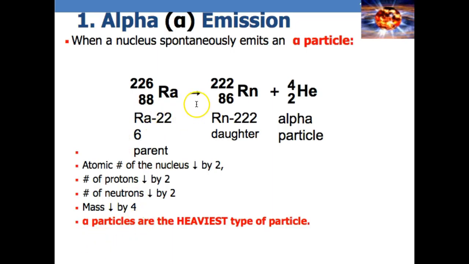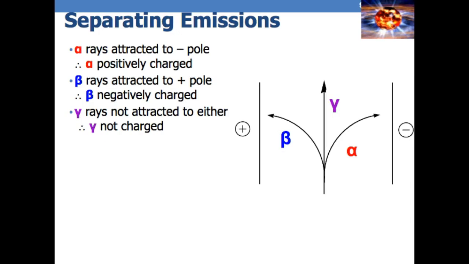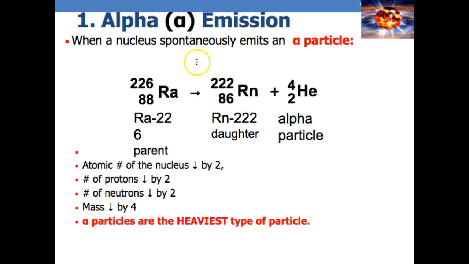Here's a reaction. Let's look at the products. What do you got? 4/2 He. What is that? That's a helium nucleus. What do we call that? Let's go back to our chart. 4/2 He is an alpha particle. So what we're looking at here in this reaction is an alpha emission. We are looking at a reaction that produces an alpha particle.